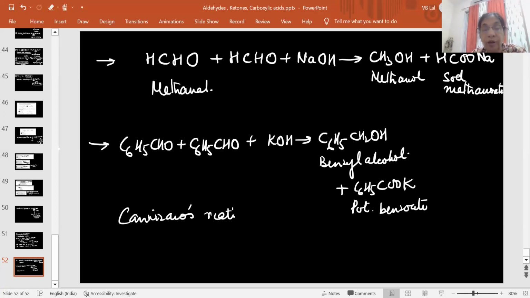You have to remember very clearly and understand very clearly that the alcohol and the acid salt which are formed will have the same number of carbon atoms as the aldehyde that you started with.